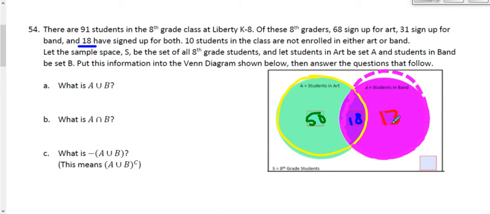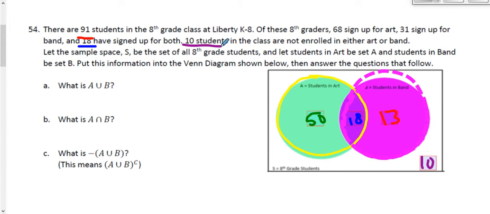And now if I compare the total number of students that I have here to the total number of students altogether, I have 50 and 13 is 63, plus 18. I have 81 students listed here in my Venn diagram altogether, but there are 91 total. That means there are an extra 10 students who have not been represented by the Venn diagram. So 10 more students who have signed up for neither art nor band. They're in other classes. Oh, and it also tells me that right here. I should read the problem. 10 students are in neither.